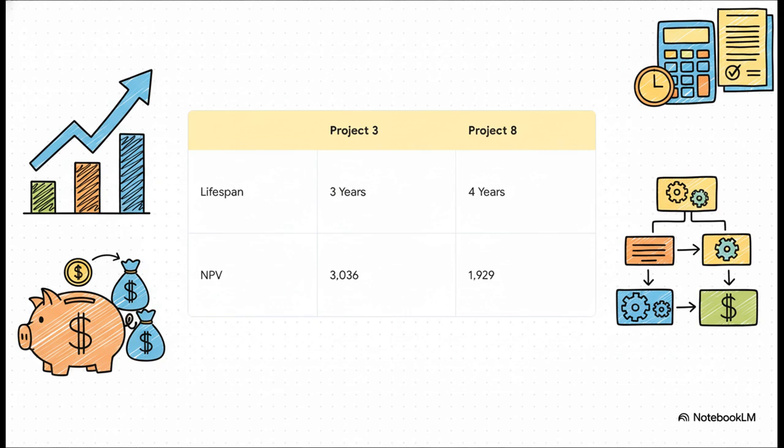It only lasts for 3 years. Project 8 runs for 4. Just comparing the total NPVs is a totally unfair fight. So how do we level the playing field?